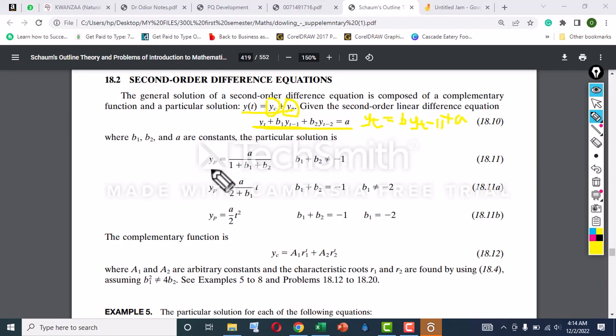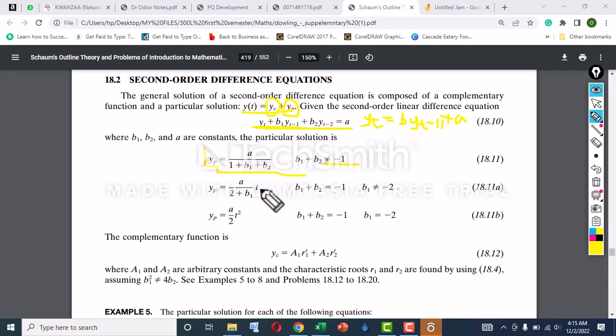In second order difference equations too, this is our formula for finding the particular integral, but only when b1 plus b2 is not equal to minus 1. Because when b1 plus b2 becomes minus 1, this will be 1 minus 1, which is 0, and we don't want 0 in the denominator. It will not make our answer make sense. So you are not going to use this formula if b1 plus b2 is equal to minus 1. But if it is not equal to minus 1, you can use this formula.